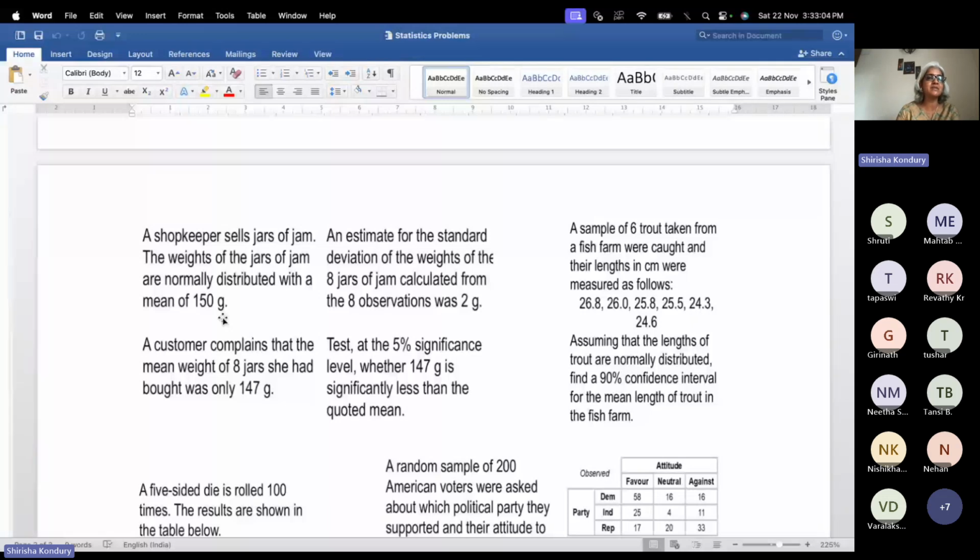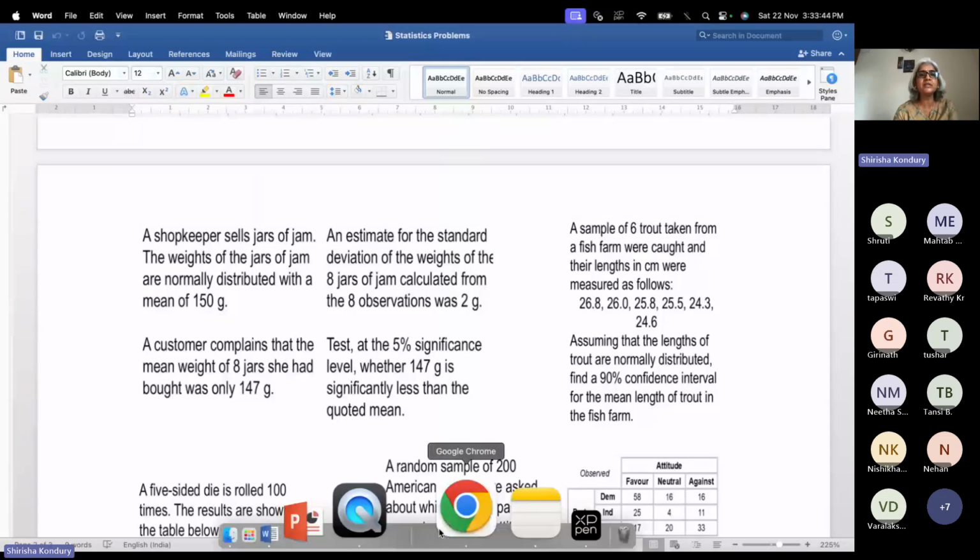Well, this is exactly the same as the previous problem. Instead of the 20, now we have 150 as the actual mean. We have 8 jars of jam, which means the number of samples is 8 and standard deviation is 2. Significance level is also given. So exactly the same question here. One thing is, in both cases, it's a one-tailed t-test because we are looking at the less than category. But sometimes they ask us that mean is not equal, okay? So let us do the same question, but as a two-tailed test so that I'm able to show the difference.